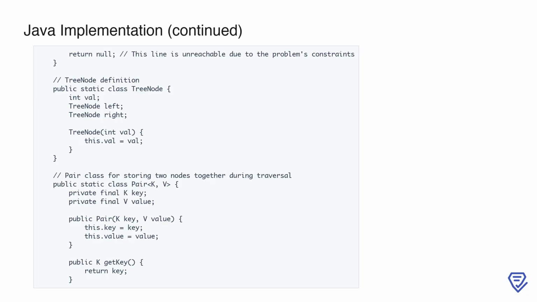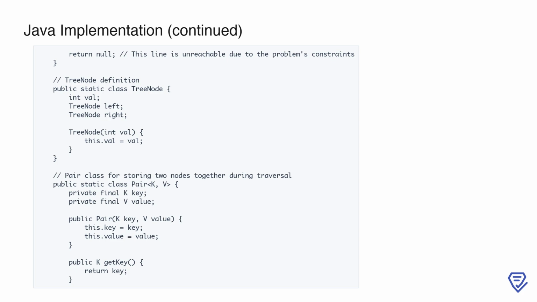First, we check if the node has a right child. If it does, we add the right child of both the original and clone nodes to the stack as a pair. Similarly, if the node has a left child, we add the left child of both trees to the stack. This ensures that all nodes are eventually traversed in a depth-first manner.